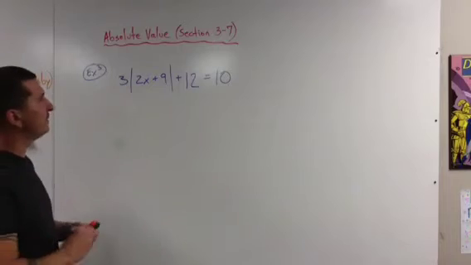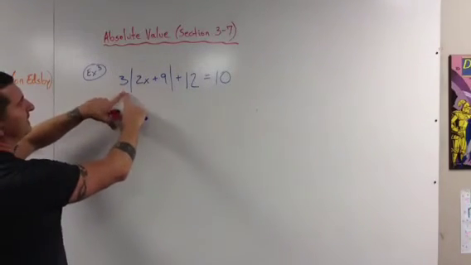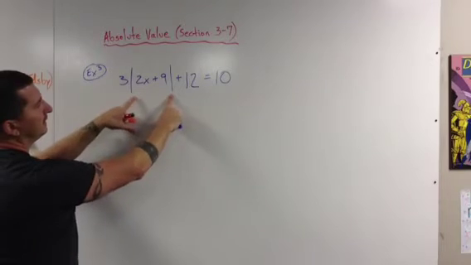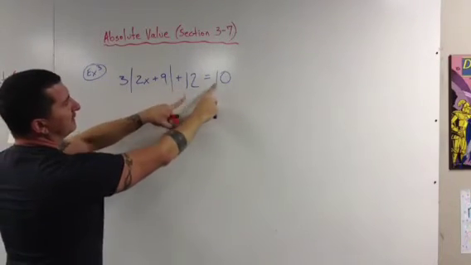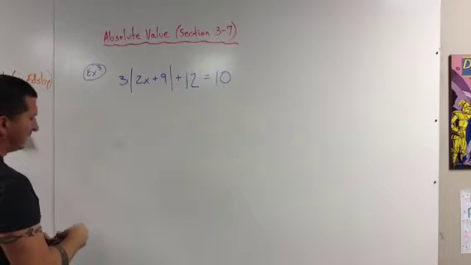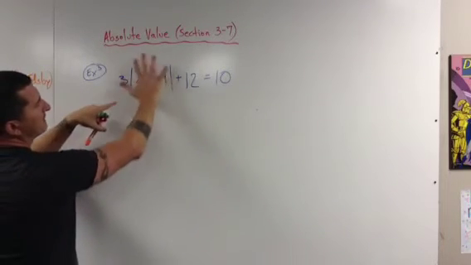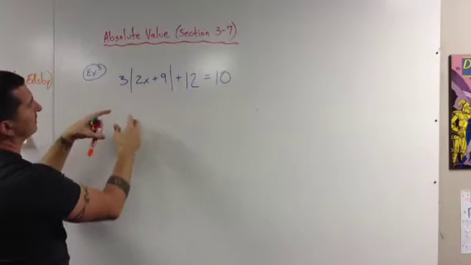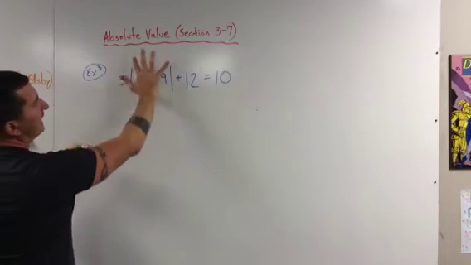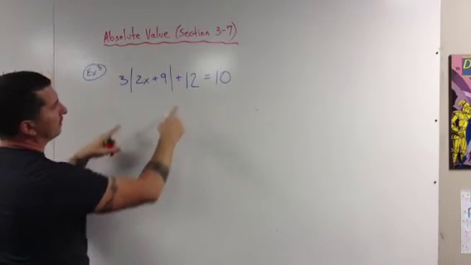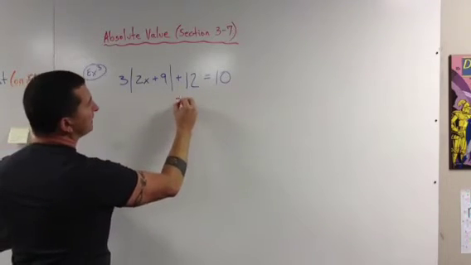In our third example, we have 3 times the absolute value of 2x plus 9, and then we're adding 12 to that, equals 10. So we want to treat this whole absolute value kind of like a variable. So kind of think of this as saying like 3x plus 12. We solve it in the same order. So we're going to subtract 12 from both sides.